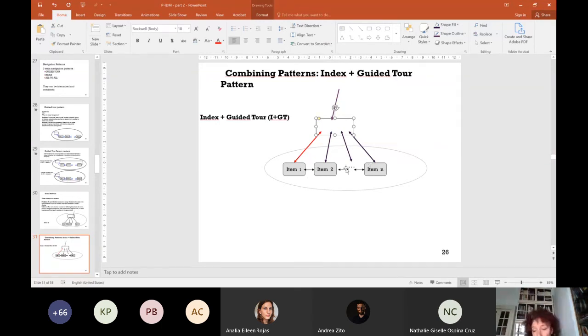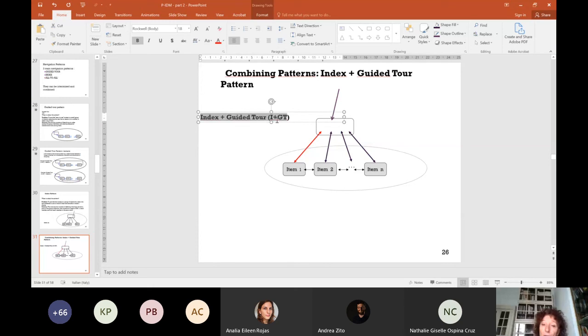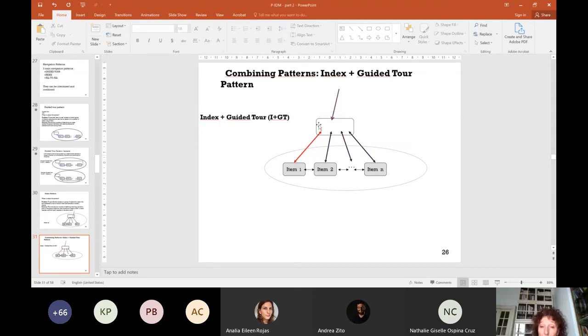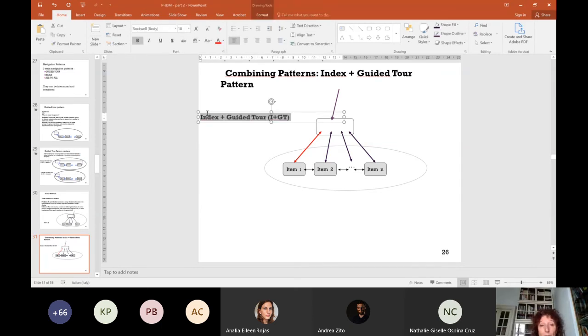Why is this a compact notation? Because in your specification, you just need to say, okay, I want to have a navigation using the index and guided tour pattern. You do not have to specify a topology like this. You have a single name, index guided tour, a very small set of characters to indicate a topology, a set of links that can be very wide. So in one shot, with a small set of characters, you identify a complex navigation structure.